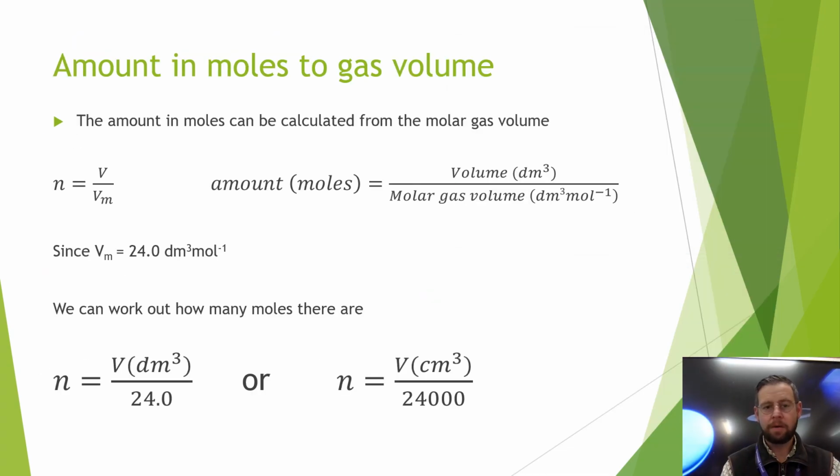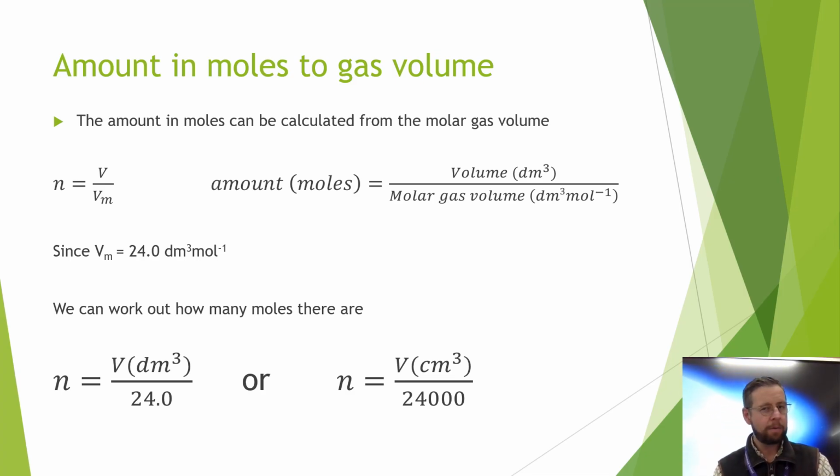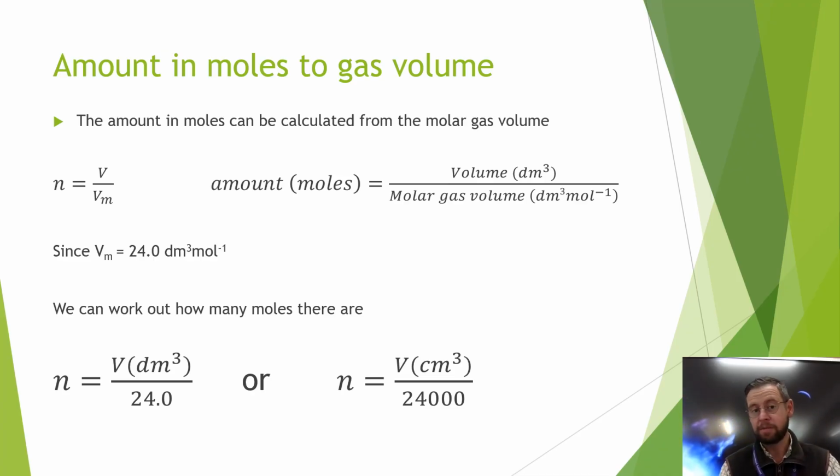If 1 mole fits in 24 decimeters cubed, and I produce a volume that is different to this, I can actually work out what fraction of a mole I've got. If I filled 12 decimeters cubed of gas, I would know I've got half a mole. And if I had 6 decimeters cubed of gas, I would know I've got a quarter of a mole.